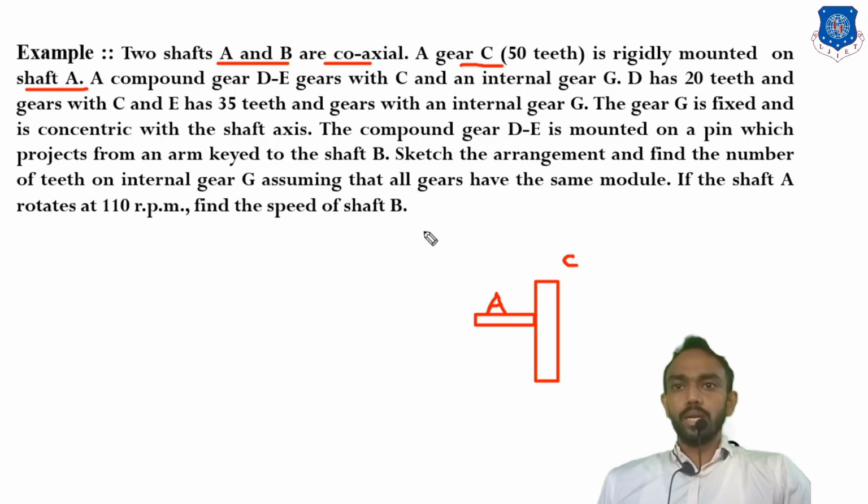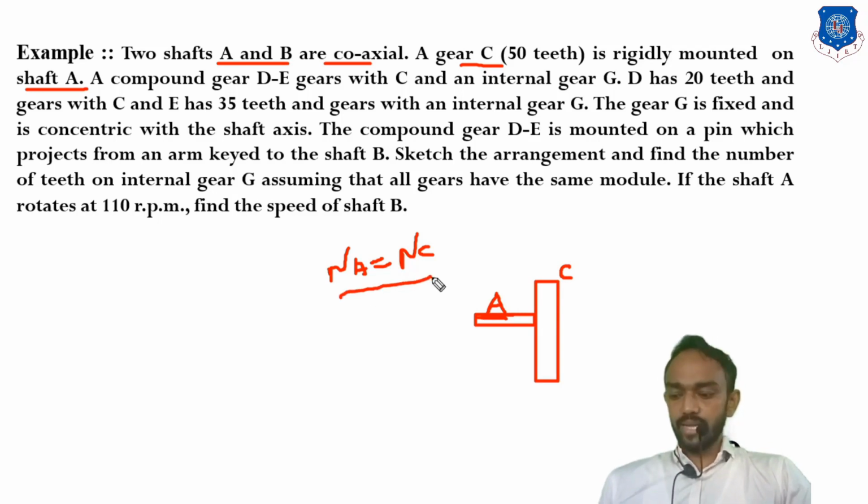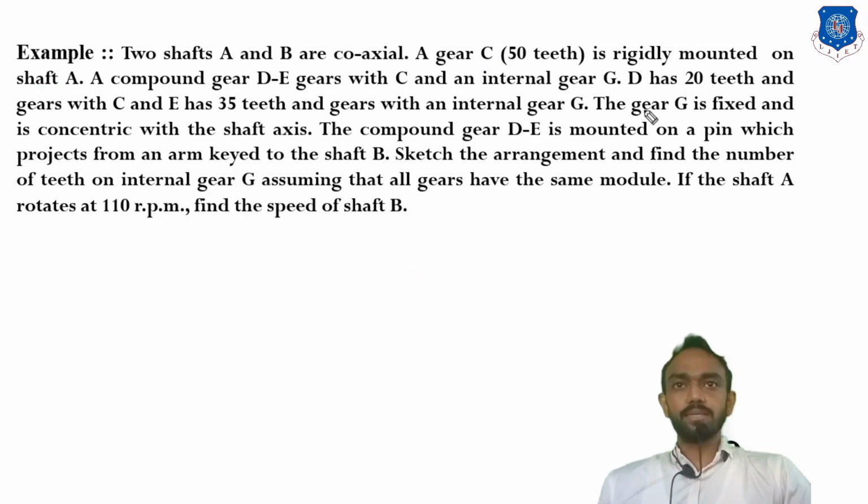So remember that always NA is equal to NC, because A shaft and gear C have the same RPM for both. So NA is equal to NC. Okay, and after that let's start.